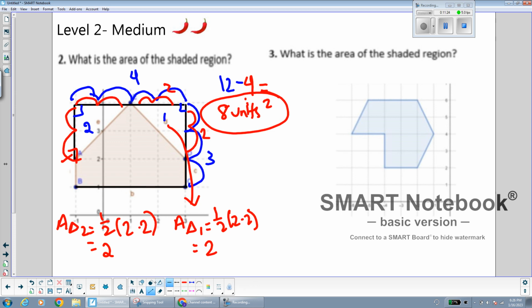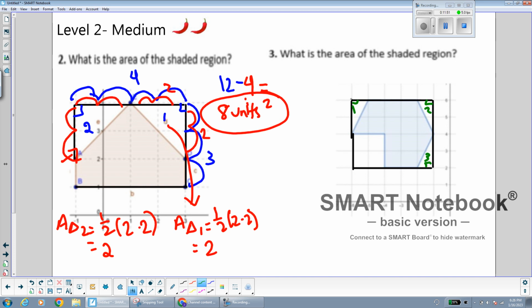Okay, next one. Trying to completely enclose this in the box because we are finding the area. I want to get all those vertex points in my box. There we go. And look what happened here. Not only do I have 3 right triangles, but I also have a square, which I definitely know how to find the area of.